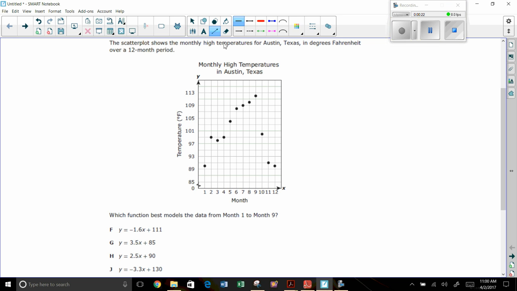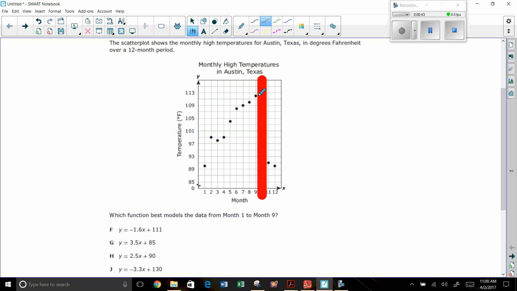So that means, starting at 9, I don't have to look at anything beyond this point right here. What we're going to end up doing is only focusing on this part of the graph. Now we're going to look at the choices.